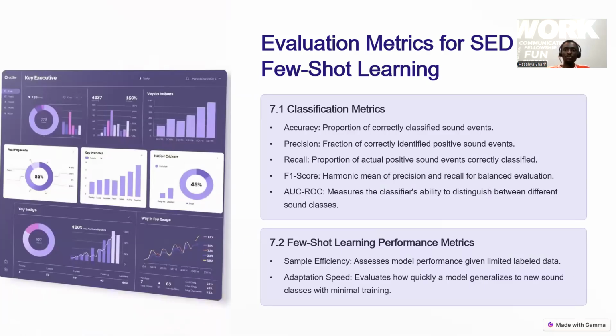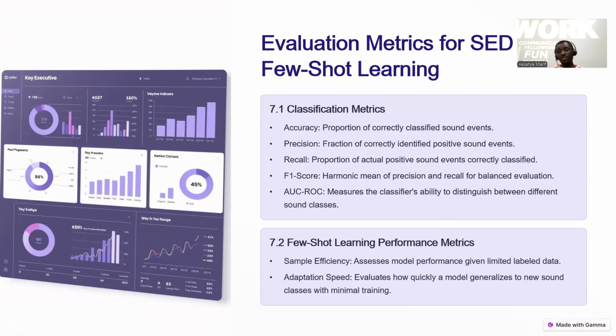Then we have the evaluation metrics for SED. Various models have various evaluation metrics, but usually we have the general evaluation metrics. Mainly the ones we use are accuracy, precision, recall, F1 score, and AUC with ROC. With accuracy, we are mainly studying the proportion of correctly classified sound events.